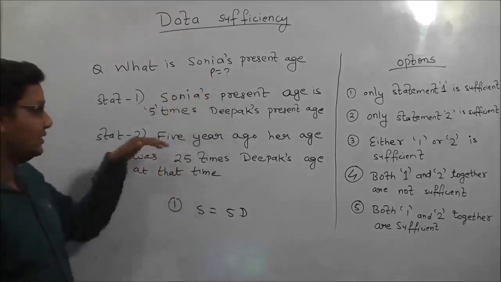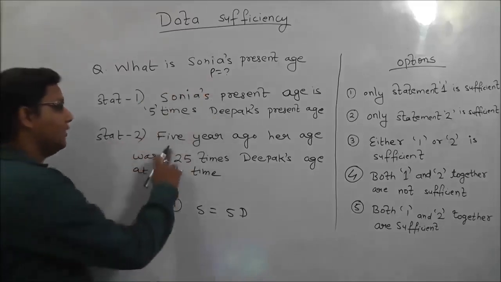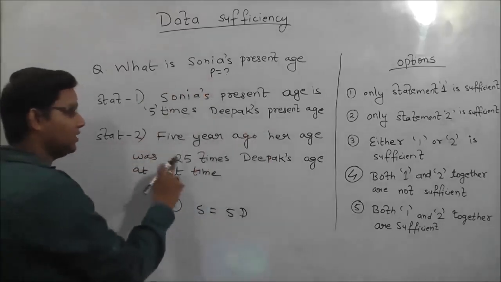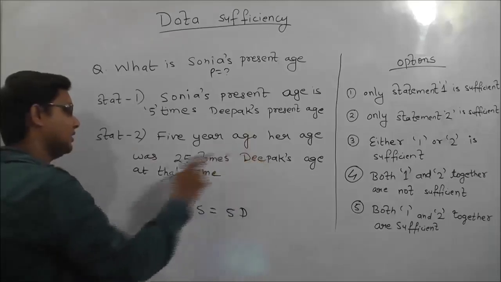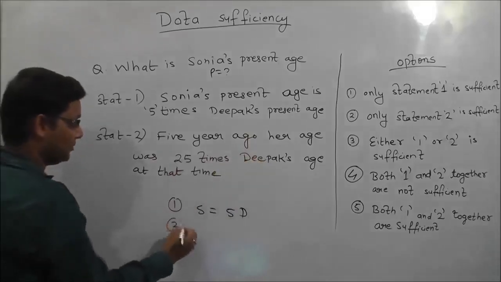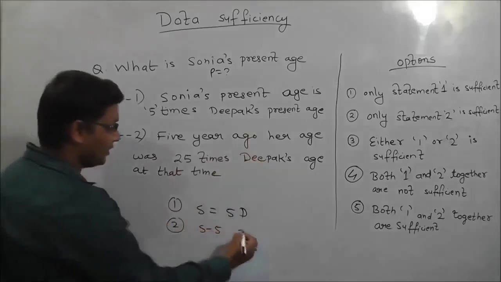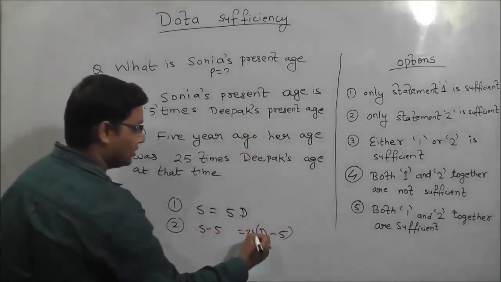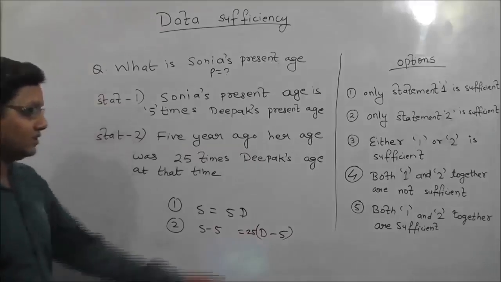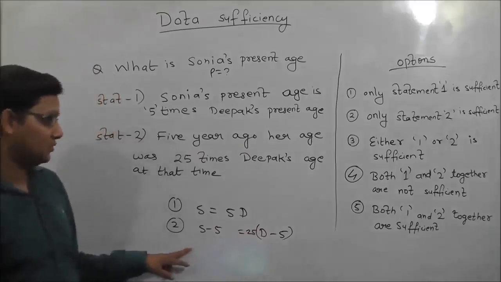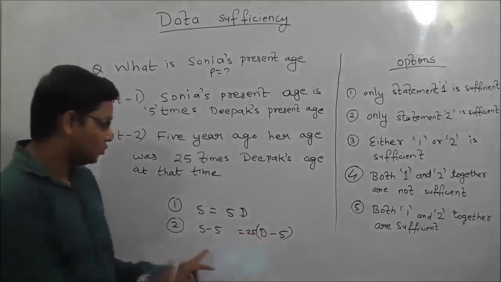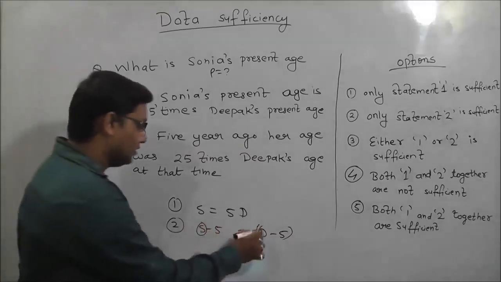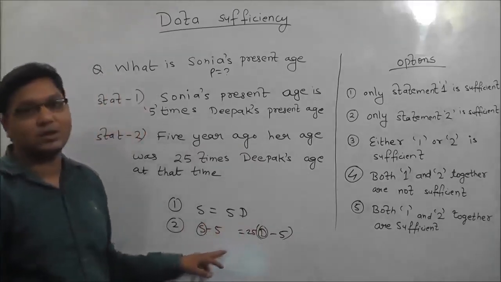Now let's see the second statement. 5 years ago, her age was 25 times Deepak's age at that time. So the second statement tells 5 years ago, her age was 25 times Deepak's age at that time. So this is the second equation. Because two unknown values are there, this statement also alone cannot give the answer.